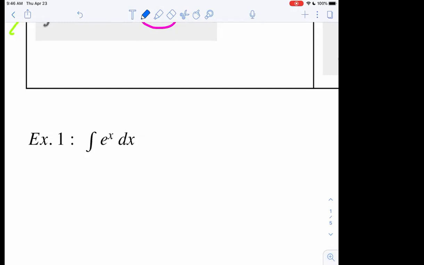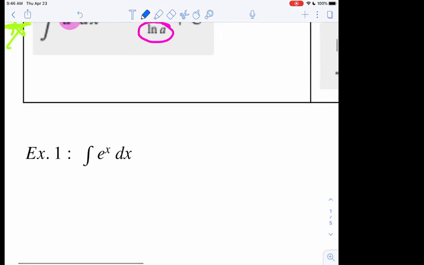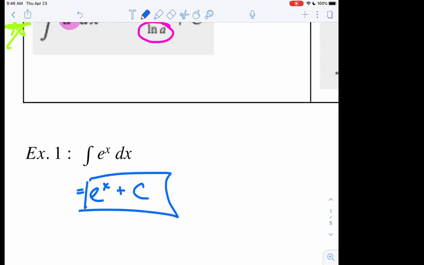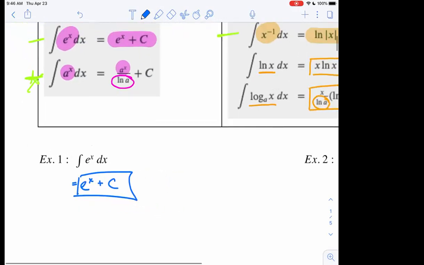So this one is pretty straightforward. All we need to do is say, I know that the integral of e to the x is e to the x plus c. And that's it. Okay, that's literally all you need to do for example number 1.